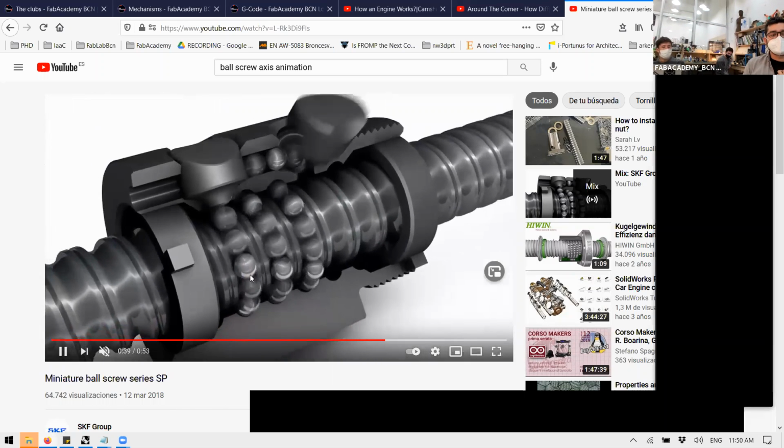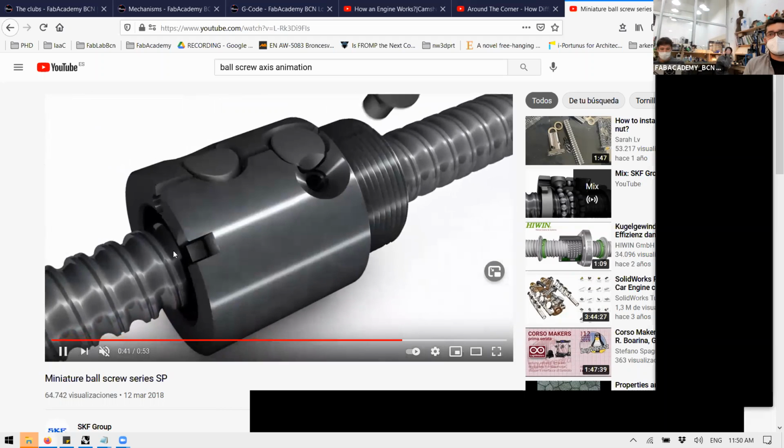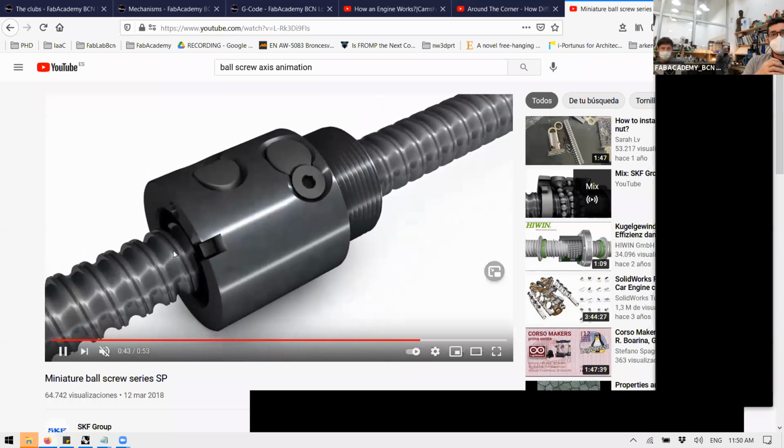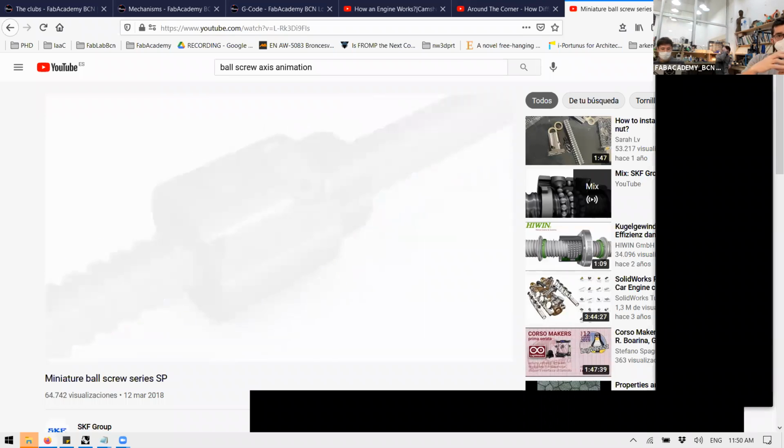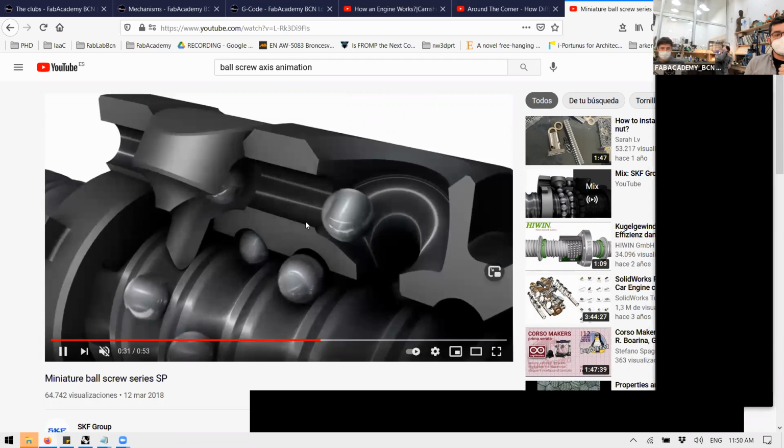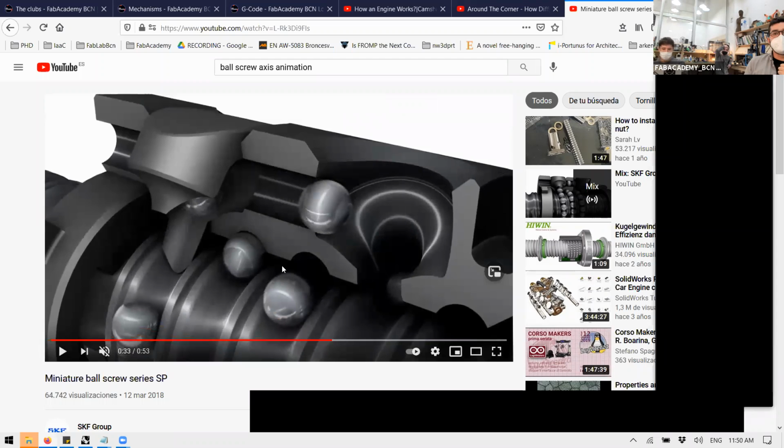So basically, as long as it's rotating, instead of having metal to metal friction, we have metal to balls to oil to metal. And inside all this chamber, this is usually also filled with a lot of oil. And you have some screws that you need to open for maintenance, fill it with grease with an injection, and close it.